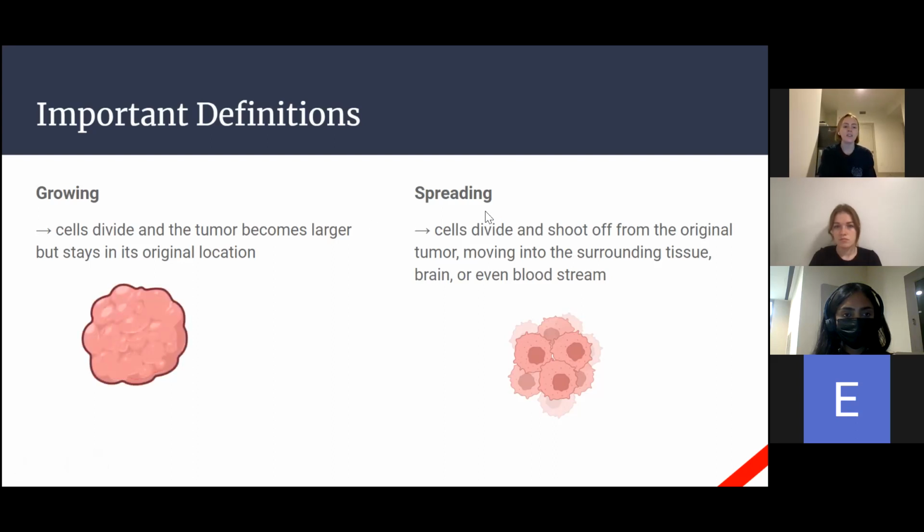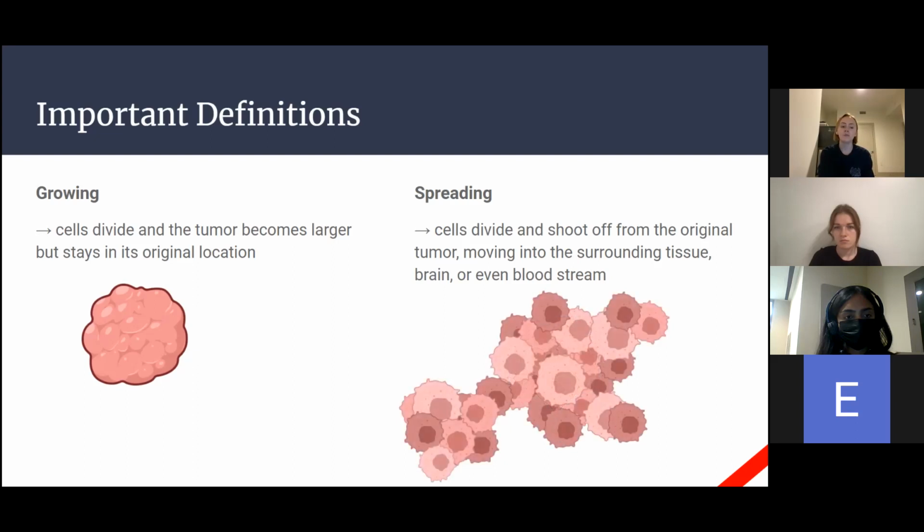On the right, we have spreading. This is when cells divide, but they're not just dividing in the same location. They're shooting off from the original tumor and moving into the surrounding areas. Sometimes they even move into the bloodstream and can go into other parts of the body. Here we have a group of cells to begin with, and when cells spread, you see right down here at the bottom, an offshoot. It's moving away from the original group.